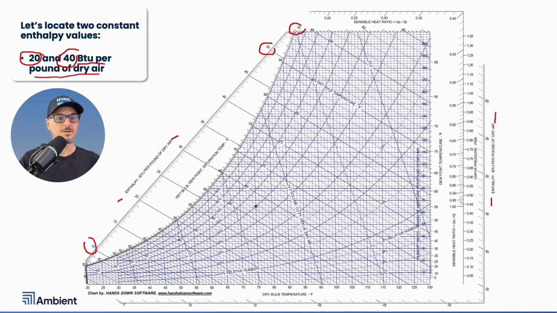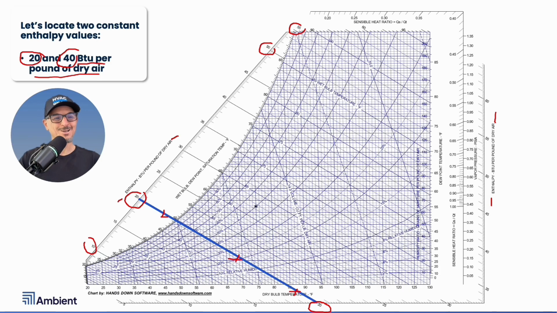So let's say we wanted 20 BTUs of enthalpy, BTUs per pound of dry air. We would take our straight edge, line it up with this number, line it up with this number, and then boom, you would draw that in. And anything along this line represents a 20 BTUs per pound of dry air enthalpy. All right, how you feeling? Looking pretty easy? I hope you're getting the hang of it.